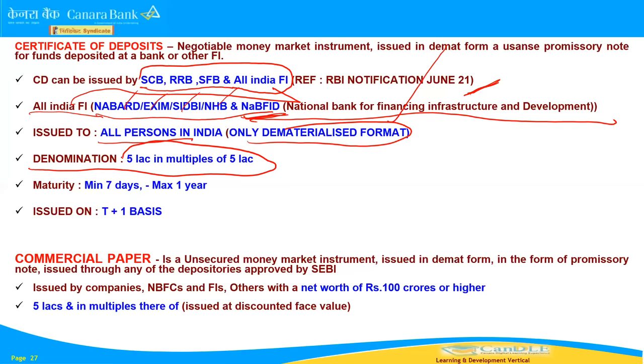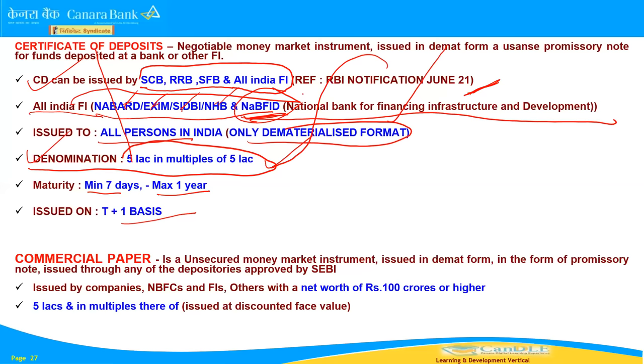Maturity is minimum 7 days, maximum 1 year for certificate of deposits. Issued on T plus one basis: once somebody applies, within T plus one it will be given. This is certificate of deposit. Remember the denomination, who can issue, and the all India financial institutions. Try to remember: NABARD, EXIM, SIDBI, NHB, NaBFID, just remember the new one. Then we will go to commercial paper.